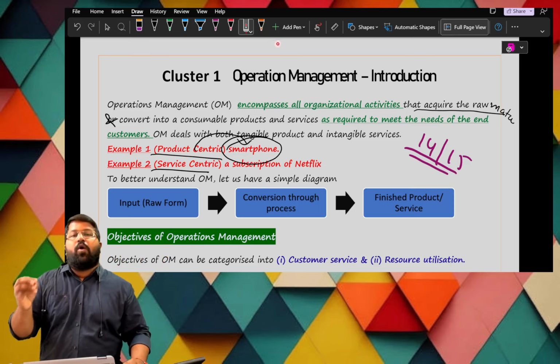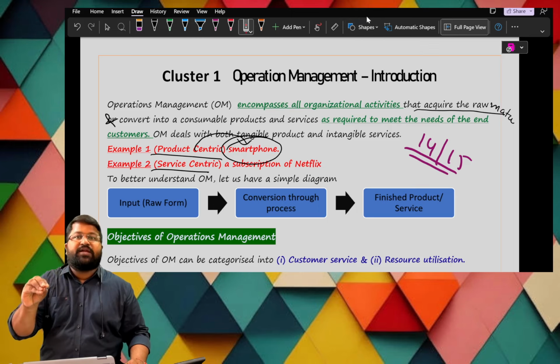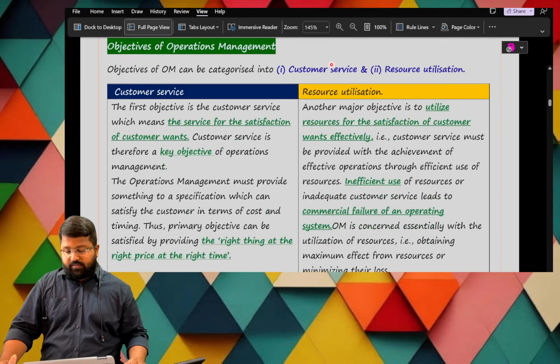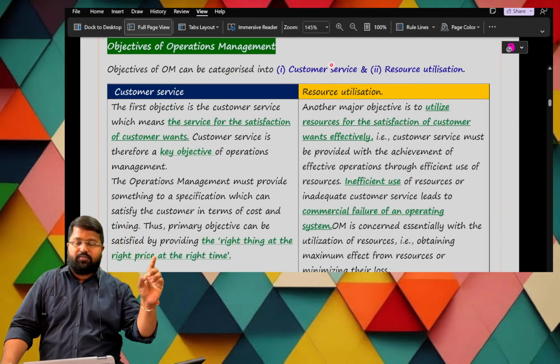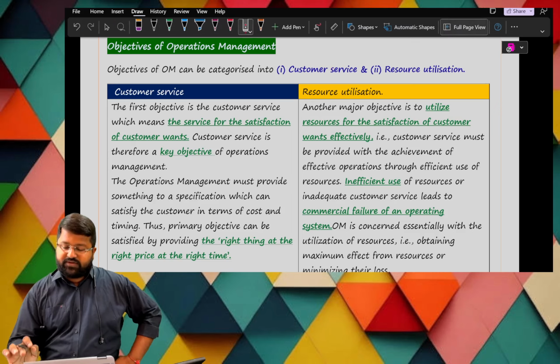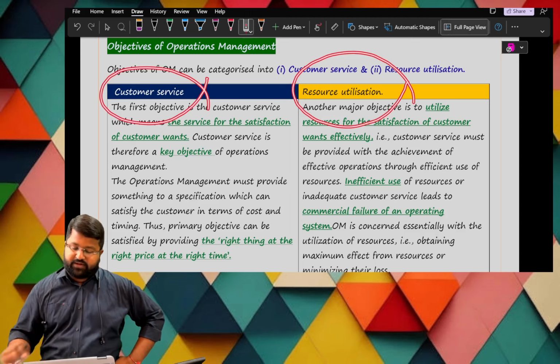Next, what are the objectives of operations management? Next part is objectives of operations management. What are the objectives? See here, there are only two objectives: primary objective and secondary objective. What is the first objective? Customer service. And next, resource utilization.